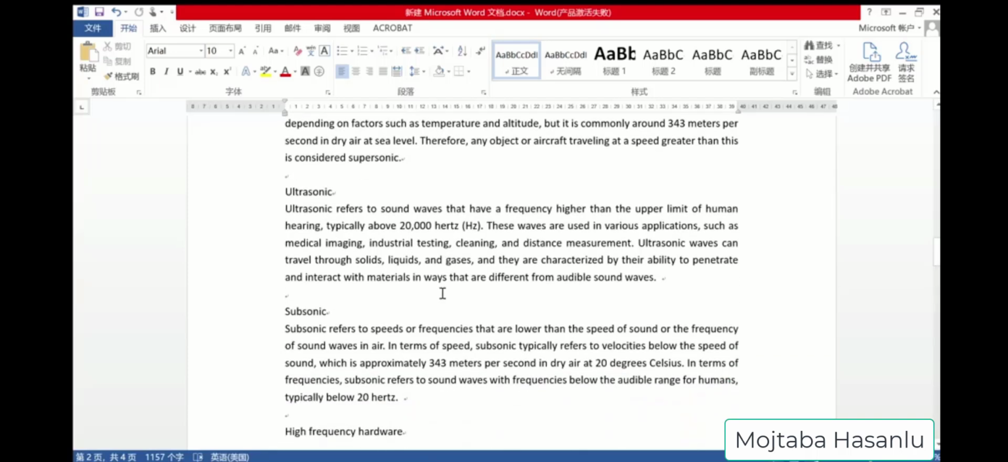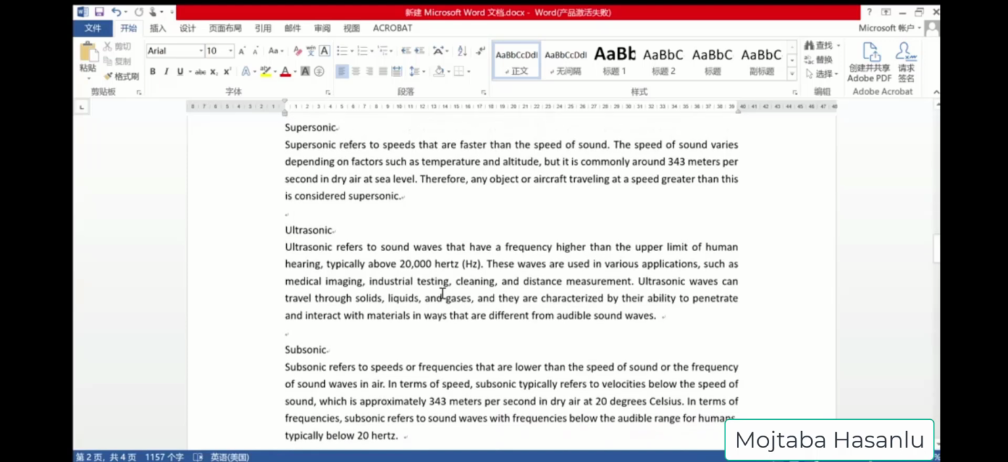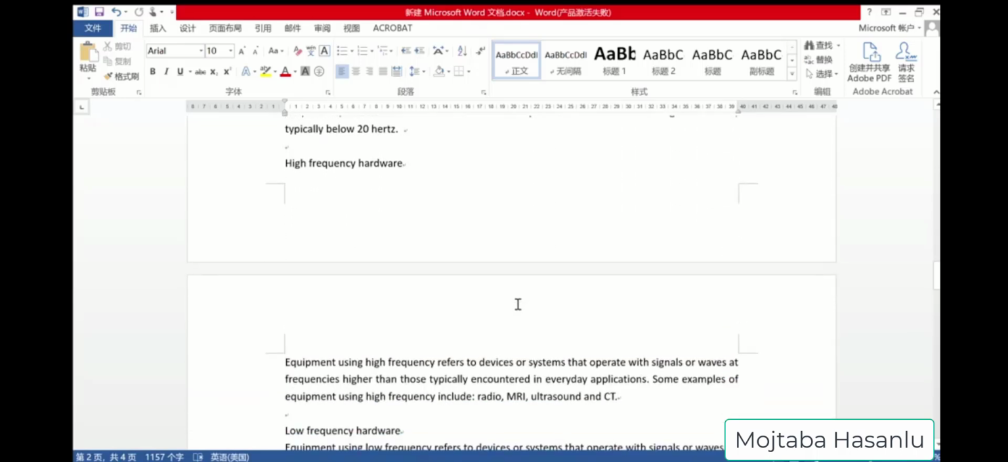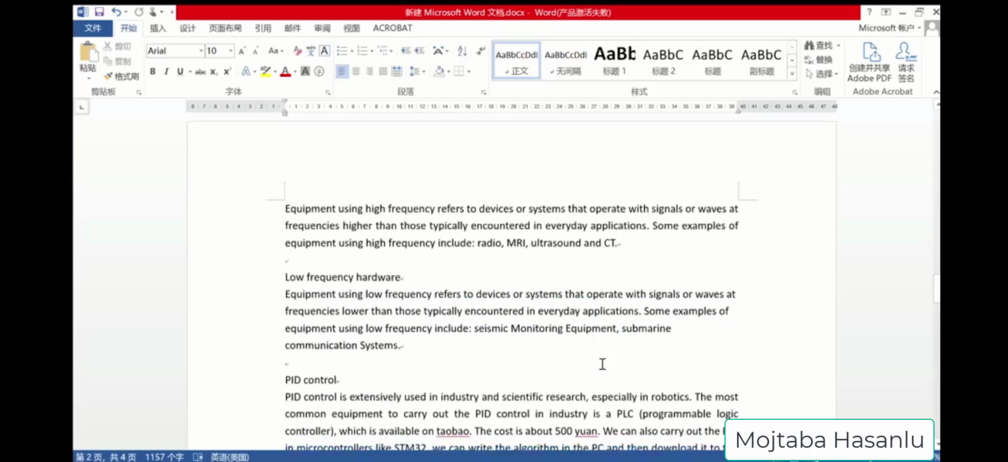Next is subsonic. Subsonic has two different meanings. First is just the opposite of supersonic, which travels less than 343 meters per second, and next is lower than the audible range of the human ear, below 20 hertz. There is some high frequency hardware used, like radio, smartphones, and in medical conditions like MRI, ultrasound, and CT as well. Low frequency hardware is also used in seismic monitoring equipment and submarine communication systems.